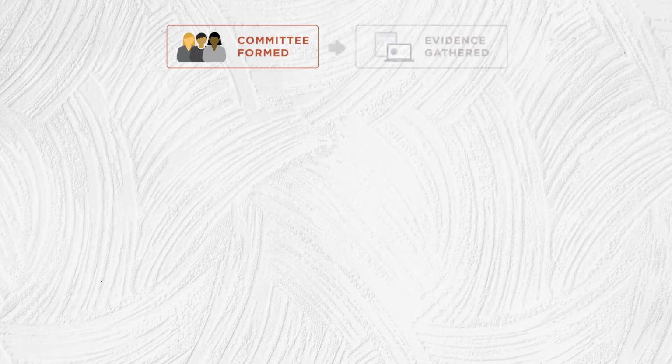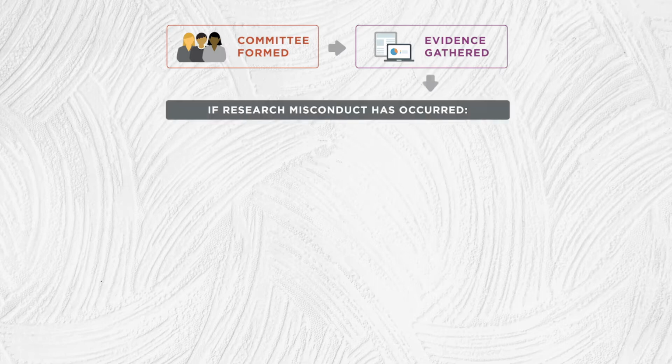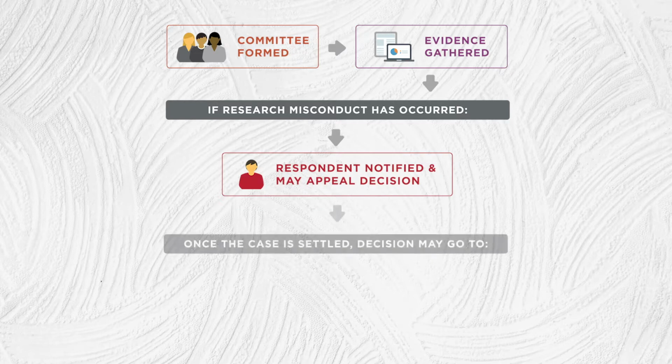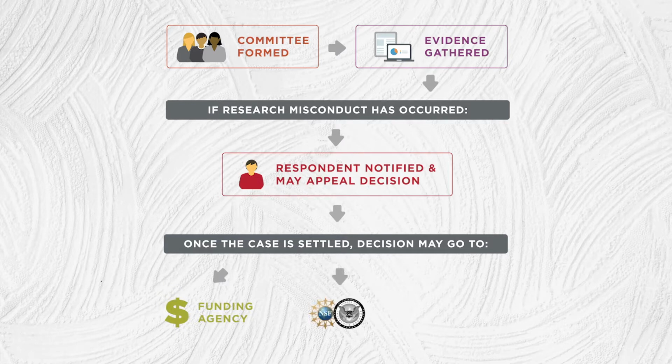Once a claim of research misconduct is made, a committee is formed to determine if misconduct has actually occurred. Evidence is collected and sequestered, which could include items such as hard drives, datasheets, photos, and interviews. If the committee determines that research misconduct has occurred, the respondent is notified and has an opportunity to appeal any decision. Once the case is settled, the decision may go to the funding agency, the Office of the Inspector General, or the Office of Research Integrity. All decisions are reviewed. Every institution that receives federal money, including UNM, must report misconduct cases to these federal offices on an annual basis.